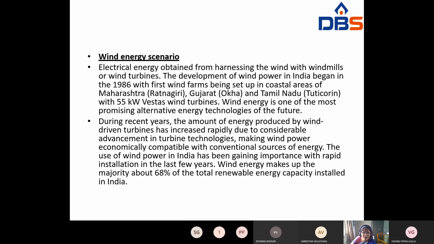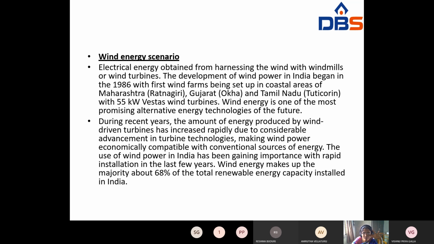Wind energy is one of the most promising alternative energy technologies of the future. In future there will be many improvements in wind energy, and a large amount of electrical energy can be produced from it. During recent years, the amount of energy produced by wind-driven turbines has increased rapidly, because wind turbine technologies have improved. That is why the electrical energy produced from wind energy is also increasing.